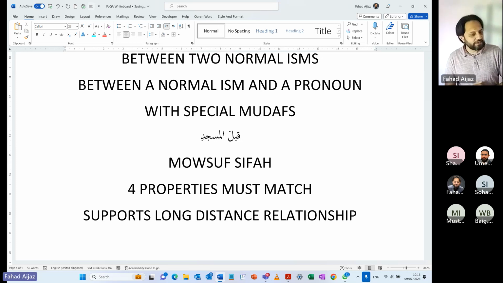In Mawsuf Sifa, you do have a long distance relationship; it supports a long distance relationship. It's a little different from what Idafa and Harf of Jar have. It sometimes also creates a little complication, because you are looking at a Mawsuf right now, and then three words down the line you have the Sifa. So you have to keep track of that Sifa until you find it, and you have to use your common sense to decide if this is really falling back onto that Mawsuf. Usually it's the first ism after that which matches the four properties that is the sifa. There's another point that we discussed here: one mawsuf can have multiple sifas.